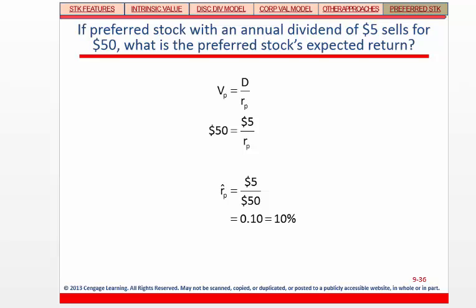Now, with this final slide, all I really want you to understand is preferred stock often acts like a perpetuity, right? So this is very much like the dividend growth model, except consider g equal to 0. So what you end up with is just D over R. Okay, so if a preferred stock with an annual dividend of $5 sells for $50, what is the preferred stock's expected return? The price is $50 and the dividend is $5. So what would you do? Well, you take that $5 divided by $50, and bingo, you got 10%, right? So that tells you that your expected return on this preferred stock is 10%.